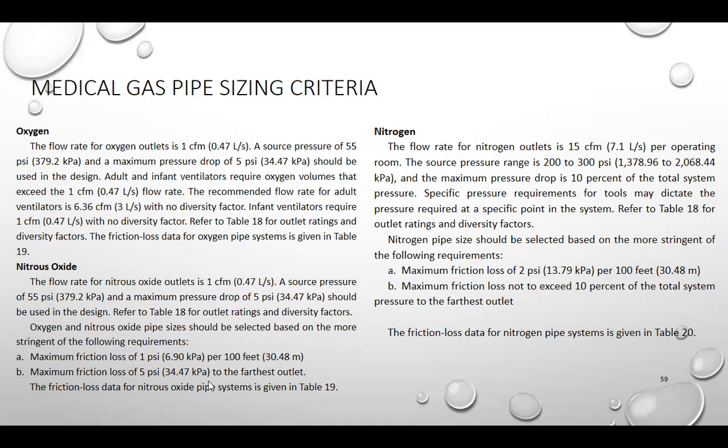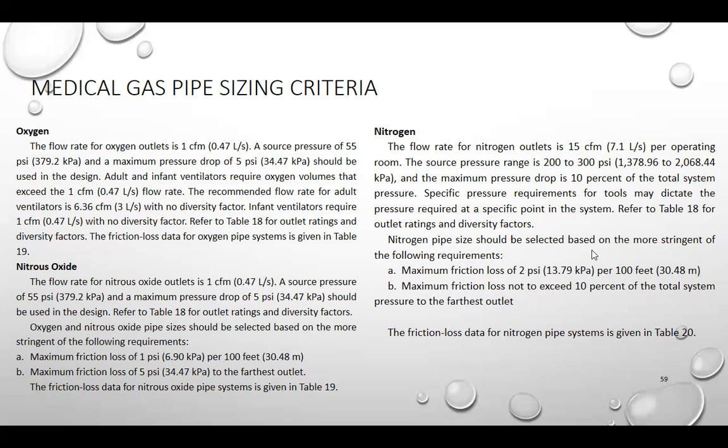Ayan siya. So, ng oxygen. So, dito, makikita mo yung doon sa table. Okay, mamaya. Nitrogen muna. So, the flow of nitrogen outlet is 15 CFM per operating room. So, the source pressure is 200 to 300 PSI. And the maximum pressure drop is 10% of the total system pressure. Specific pressure requirement for tools may dictate the pressure required at a specific point in the system. So, table 18 ulit.